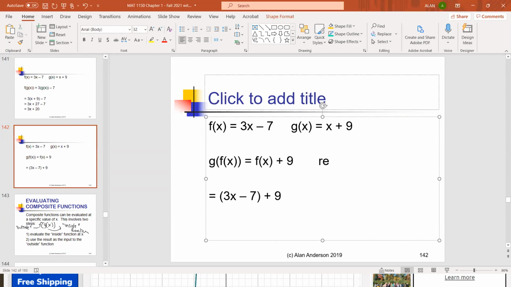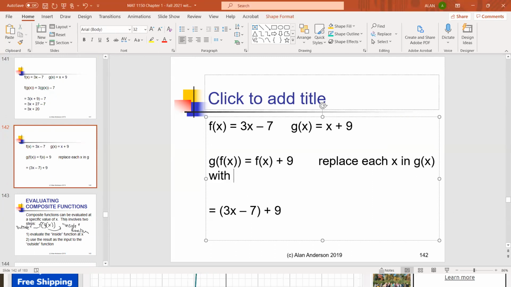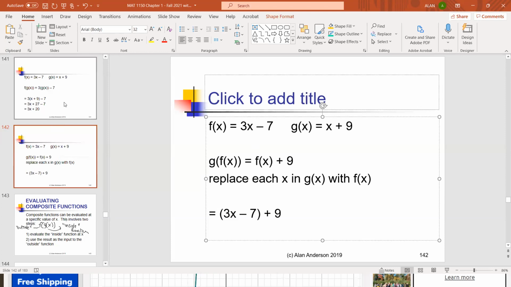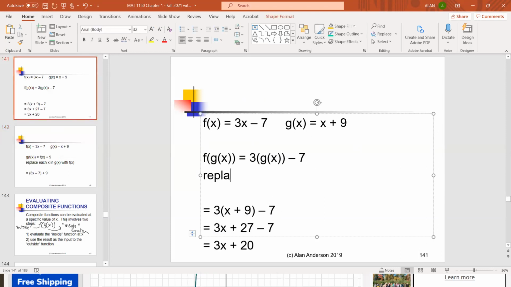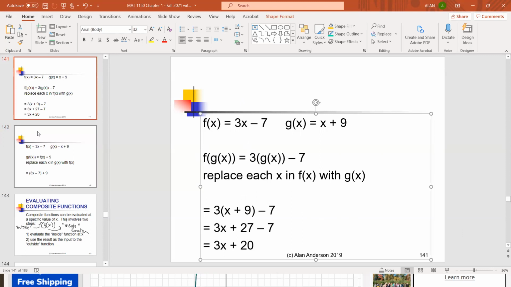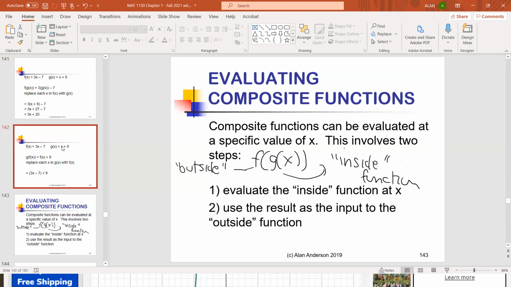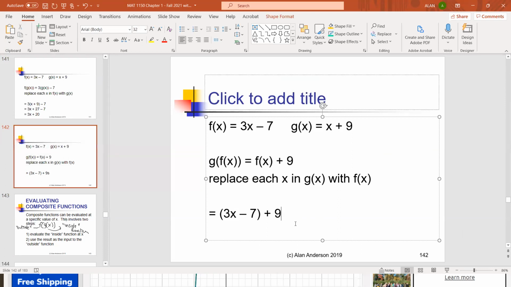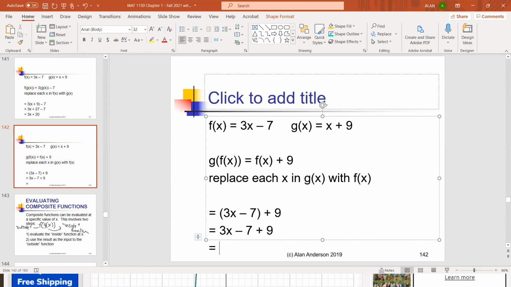Okay, so I'll make a little note here. Replace each x in g of x with f of x. Okay, that's what you're doing here. And then I might as well add that back here. Replace each x in f of x with g of x before you carry on. Okay. Nice. Oops. Okay. And then, of course, you probably should continue. You know, don't leave it like this. If it can be simplified, you should always simplify it whenever possible.